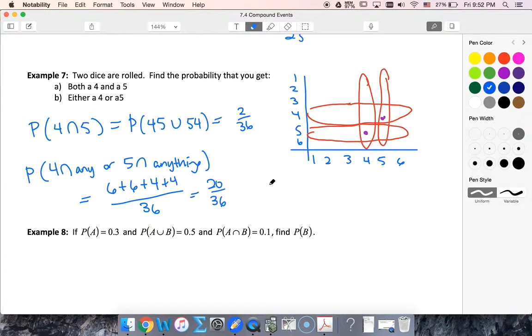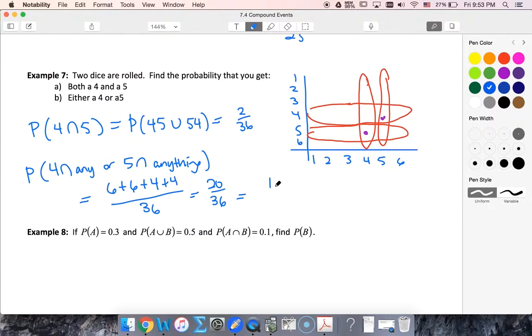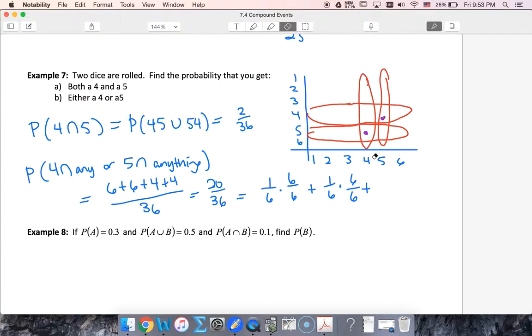So if I wanted to do it with multiplication, I would think of getting a 4 and anything else. So that would be a 4 is 1 out of 6 chance. So we have 1 out of 6 times anything else would be 6 out of 6, plus a 5 and anything else, that would be 1 out of 6 times 6 out of 6. And then I have the other option that anything else happened and a 4, so plus the same thing. I would have that again, so I would end up with this 4 times.